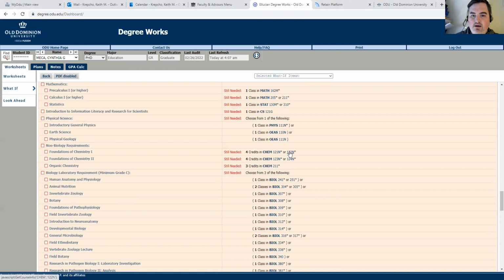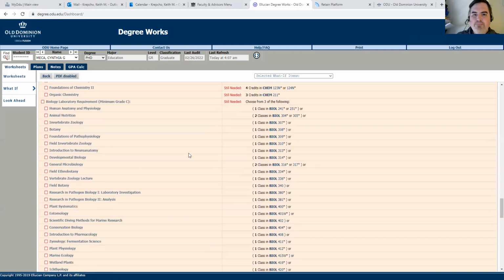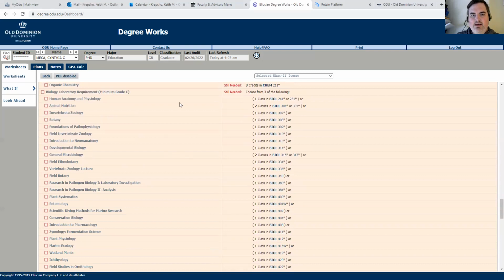The other thing to be aware of with chemistry is you must get a C or better in all required chemistry courses, and you must complete the chemistry placement exam or preparatory Chem 103 or Chem 105 as a prereq to taking Chem 121, 122 if you do not do the chemistry placement exam or if you do not pass the chemistry placement exam.